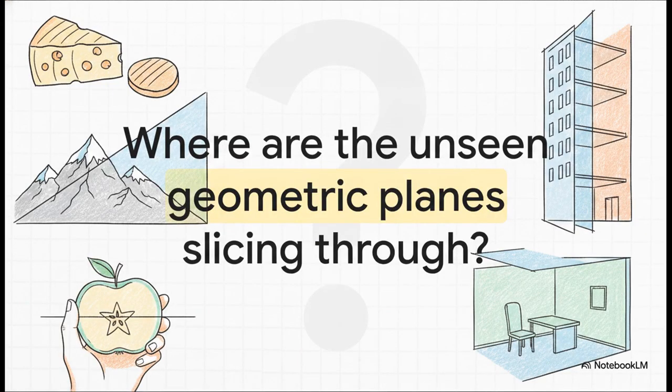So we've gone from slicing cheese to slicing mountain ranges, but the underlying truth is exactly the same. The 2D cross-section is our ultimate key to unlocking a 3D world. The next time you look at a building, a landscape, a piece of fruit, or even just the room you're sitting in right now, try to visualize the incredible, unseen geometry hiding just beneath the surface, waiting for a plane to reveal its secrets.